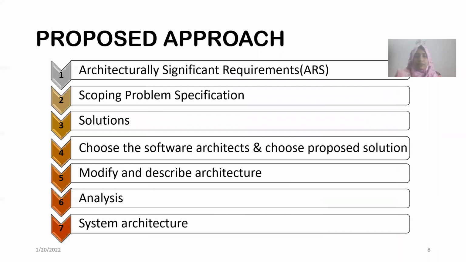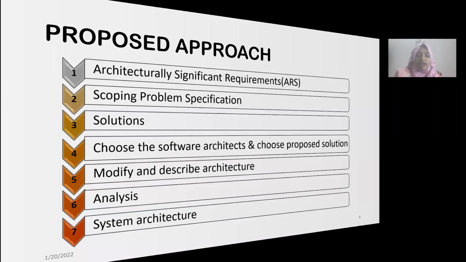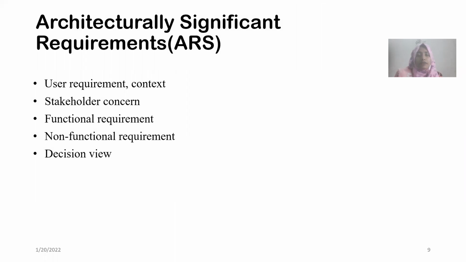Here is the proposed approach. We follow 7 steps for this approach. First of all, architecturally significant requirements, and then scoping, problem specification, solution, then choose the software architecture, choose the proposed solution, modify and describe this architecture, and analyze it, then system architecture. We can describe them one by one.